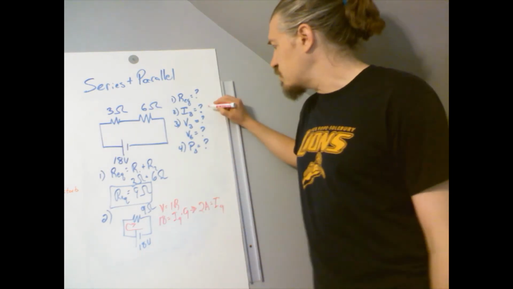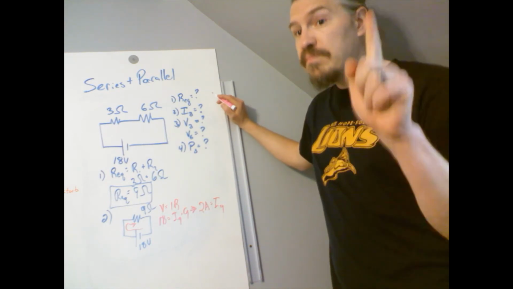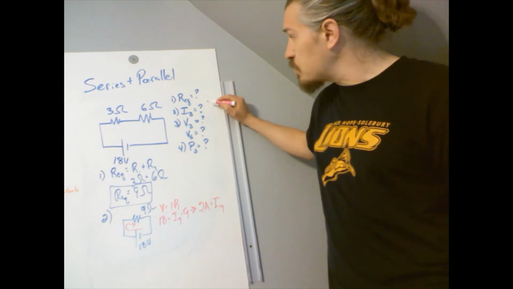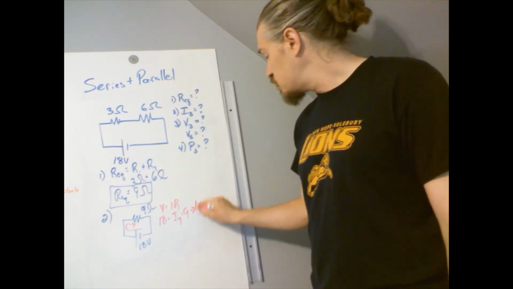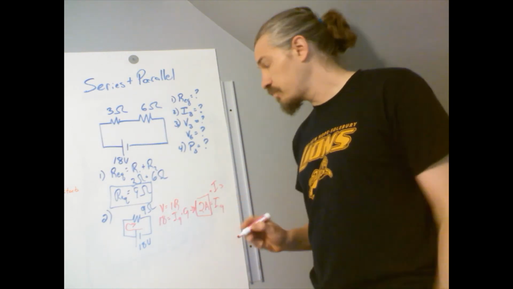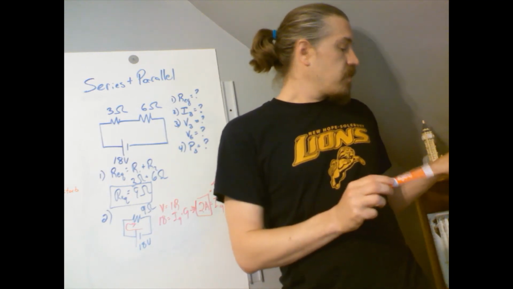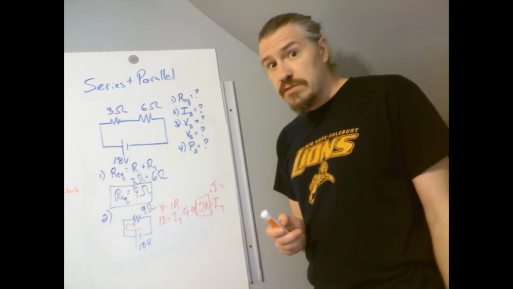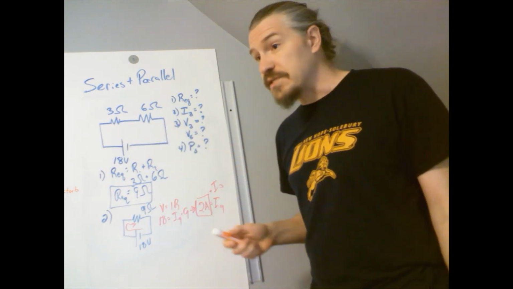But that's not the question. The question is the 3 ohm resistor. But keep in mind, because they're in series, the 3 ohm resistor, the 6 ohm resistor, and the 9 ohm resistor all have the same currents. So we found the current in the 3 ohm resistor. Cool. What's the current in the 6 ohm resistor? Yeah, it's also 2 amps, because they're also in series.